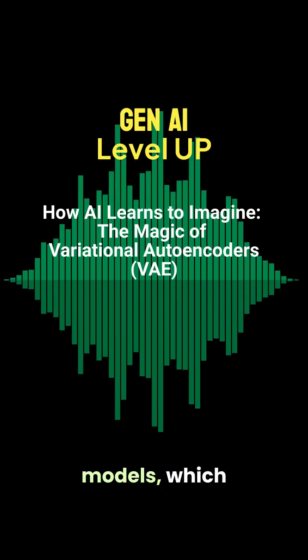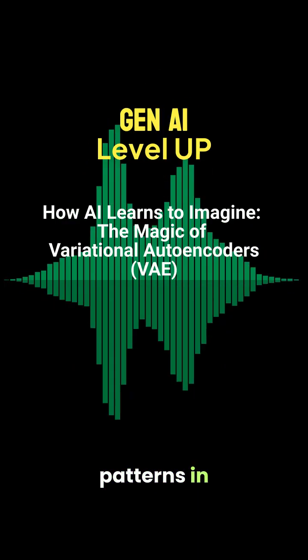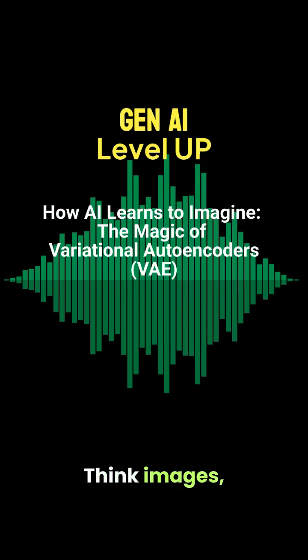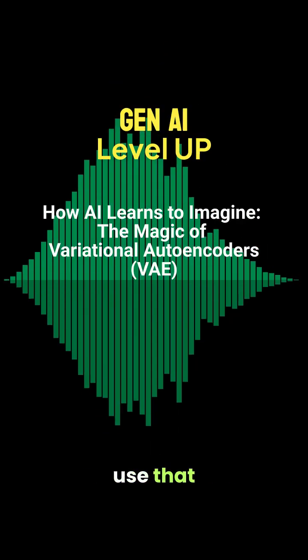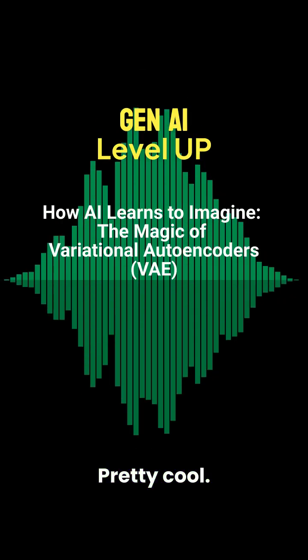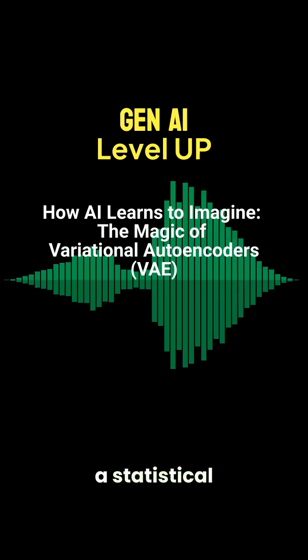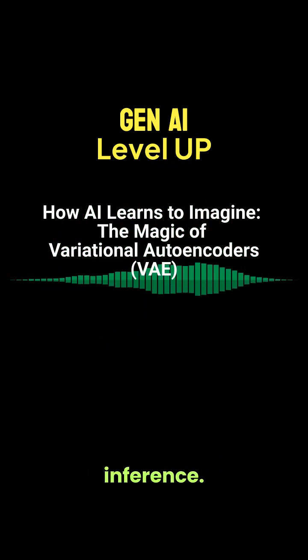VAEs are generative models, which means they can actually learn the underlying patterns in complex data. Think images, text, music, and then use that knowledge to generate brand new realistic examples. Pretty cool. Huh? It is quite impressive. They combine deep neural networks with a statistical technique called variational inference.